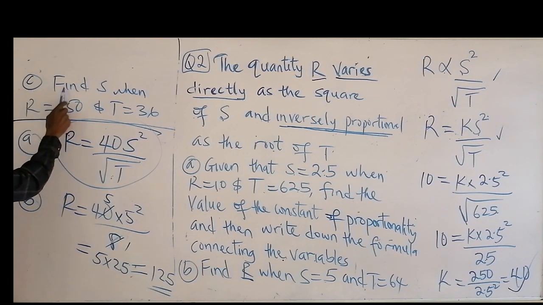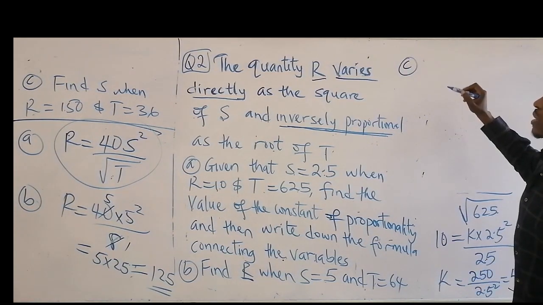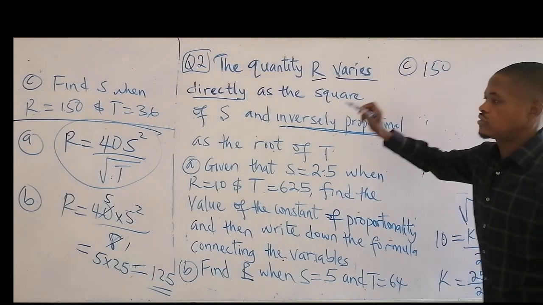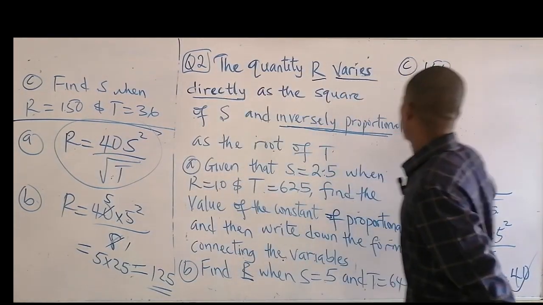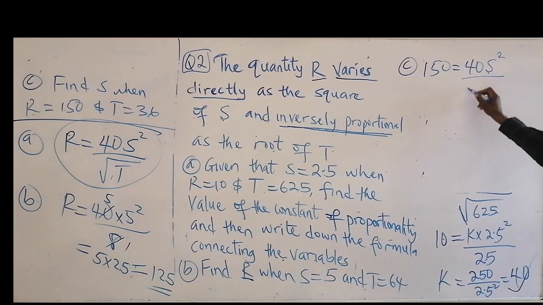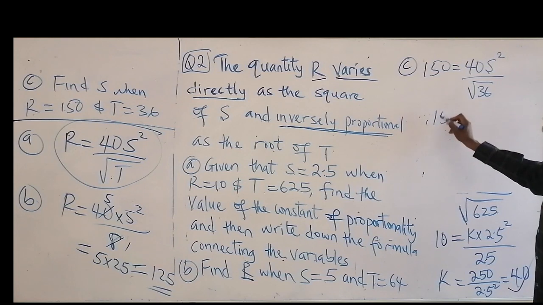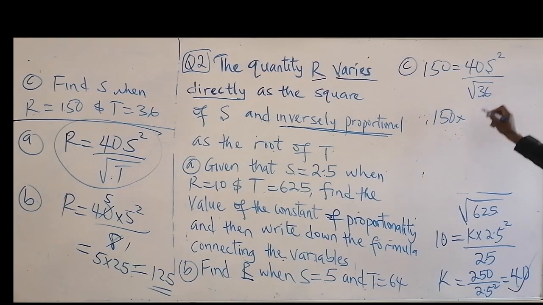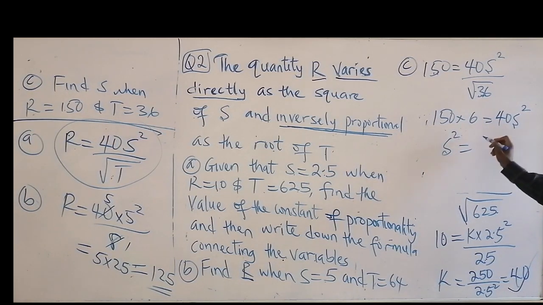The third part, find S when R is 150 and t is 36. So the c part, we have 150 for R. Then equal to 40S squared all over, t is the square root of 36. So I'm having 150 times the square root of 36, which is 6. Cross multiply, equal to 40S squared. So make this the subject. Then we have 150 times 6 over 40.